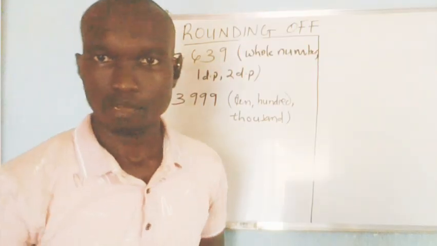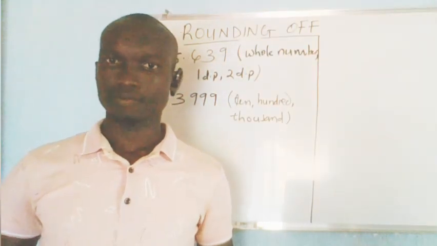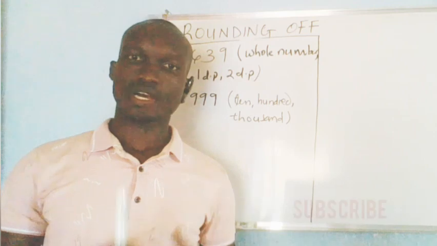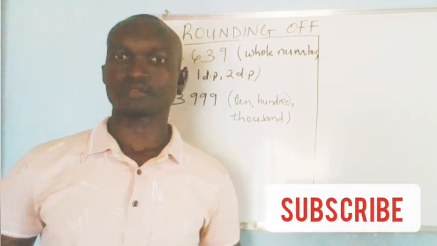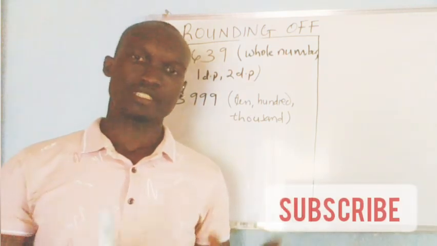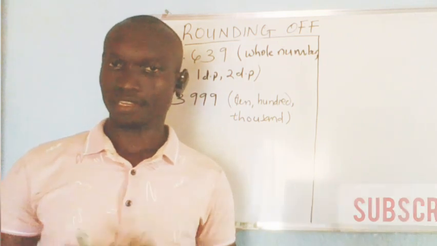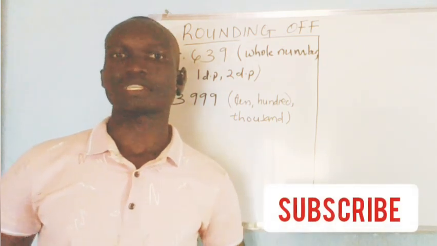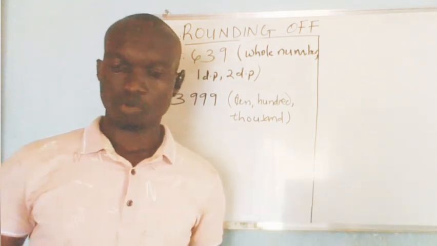Now when you're rounding off numbers, you consider the weight of the numbers. If it is 5 and above, you add 1 to the number that is being asked to round off. But if it is below 5, then you don't add anything to the number. You leave it just the way it is. So let's look at that practically.